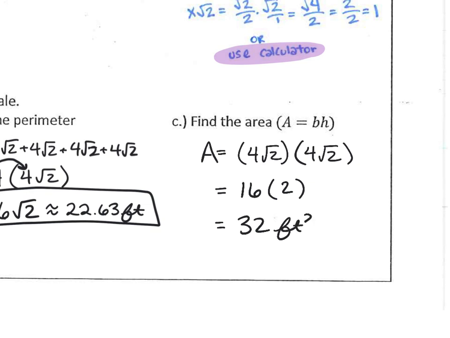If you're like, whoa, Miss Quigley, where did you get the 16 and the 2 from? I multiplied the big number times the big number, 4 times 4. The number underneath times the number underneath, so square root of 4, which is 2. If you're like, still don't get it, Miss Quigley, great, you type this in a calculator. 4 square root of 2 times 4 square root of 2, you would get 32 square feet. So we type it in like this?